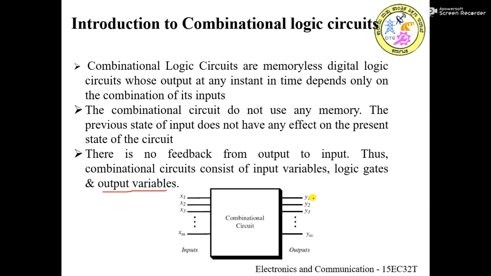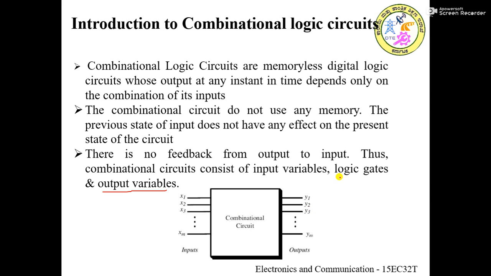Here you can see y1, y2, y3, so on up to yn. So these are the output variables. It is good practice that, whenever we are concerned about the logic symbol, usually all the input variables are shown at the left-hand side of the block and the output variables are shown at the right-hand side of the block.